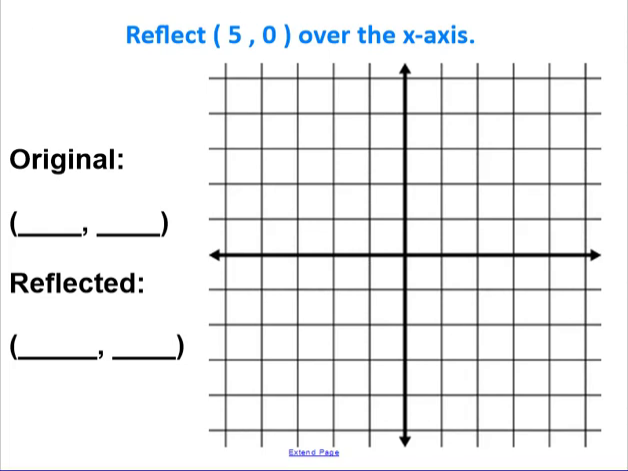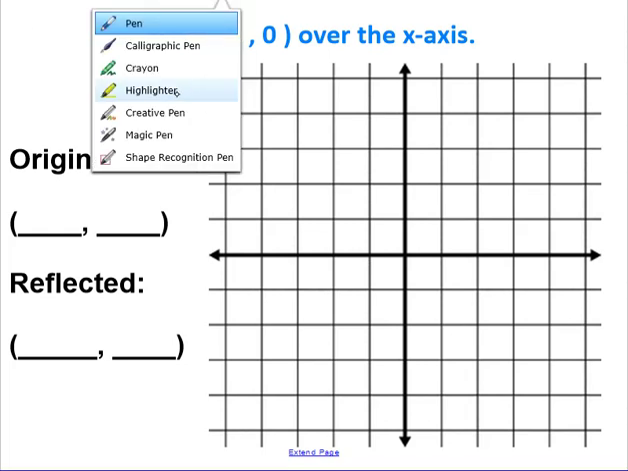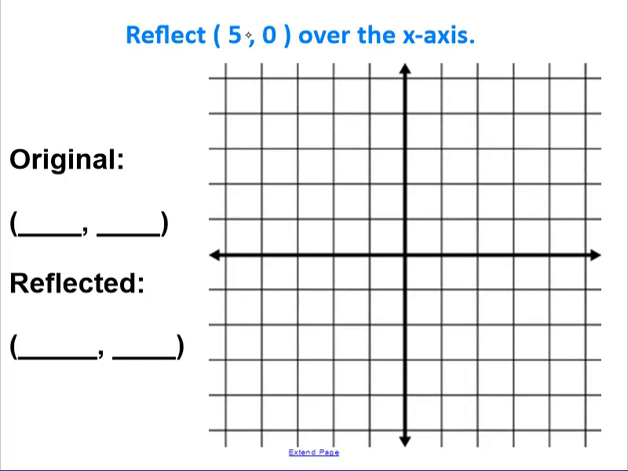Okay, let's do another example here. Let me get my highlighter. Reflect 5, 0 over the x-axis. So I'm going to highlight my x. So 5, 0. So 1, 2, 3, 4, 5, and stay. Now, 5, 0, I need to reflect that over the x-axis. Well, how many units will it take me to get to the x-axis? None, because I'm already on that axis.